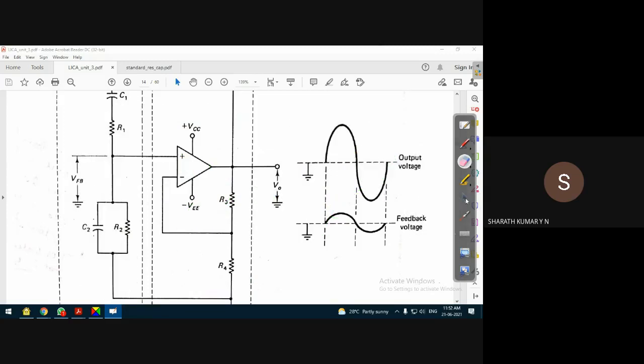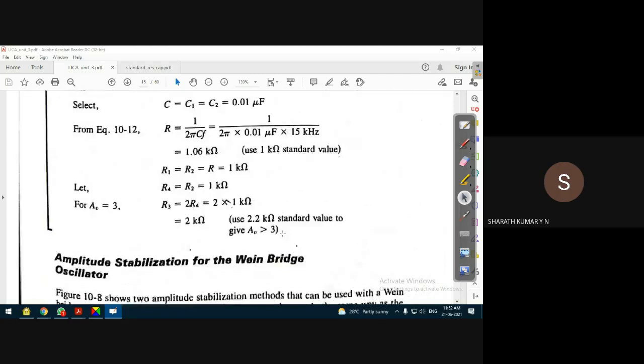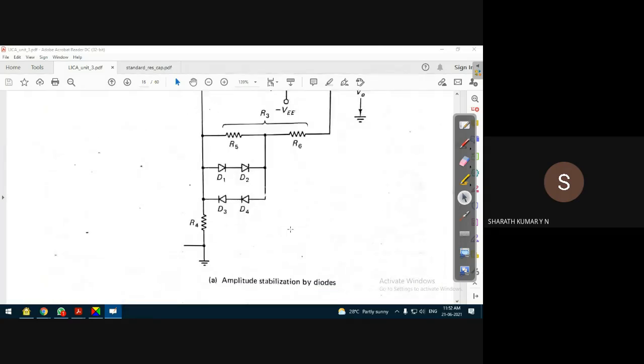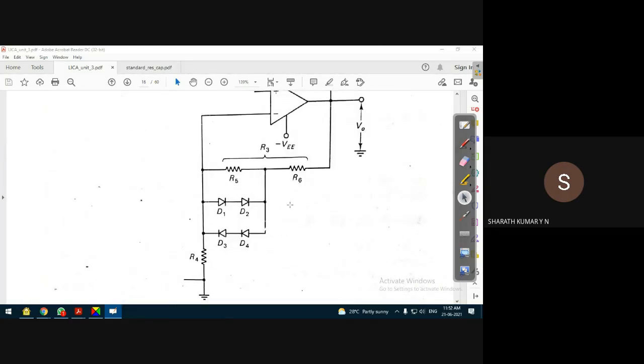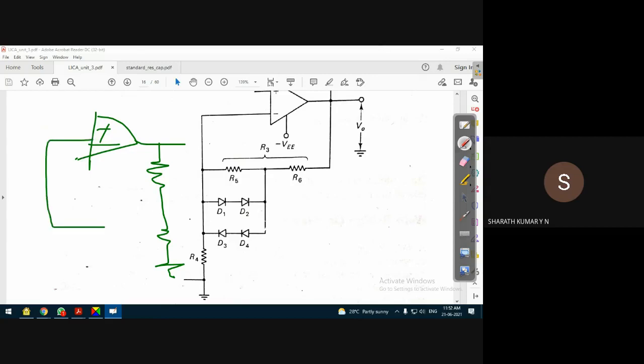Yes, okay. So let us look into this amplitude stabilization circuit. This is the actual circuit, something like this, plus minus. This is the feedback network R3 and R4, which was connected to ground. The inverting input was given from this junction. This was R3 and this was R4.